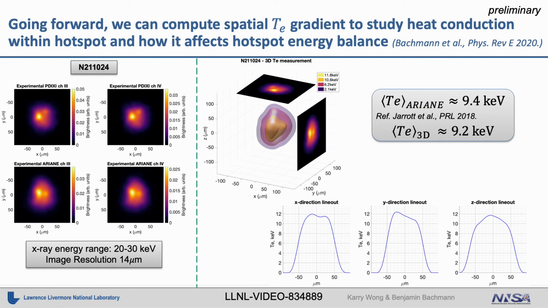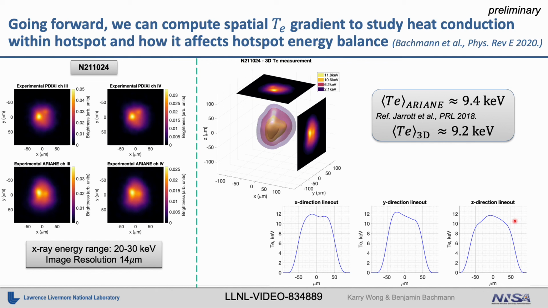So lastly, here is another shot from last year, October. Again, this shot, as you can see, has a very distinctive mix feature in the X-ray input images. When we do the X-ray reconstruction with the 3D TE map, I can see that the brightest X-ray emission region aligns with the hottest region here, and here in the bottom right is the line out of our 3D map.